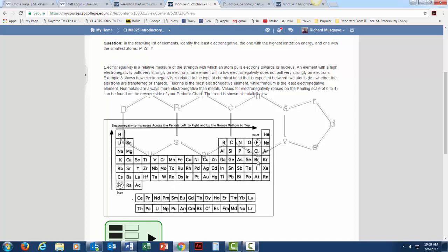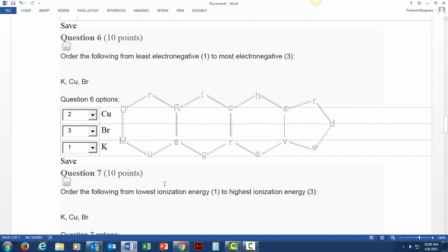Bromine will be the most electronegative out of those 3, followed by copper, followed by potassium, and that will be reflected in our answer right here. Least electronegative will be potassium, copper will be next, and then most electronegative would be bromine. Make sure you read these carefully, the 1 and the 3.